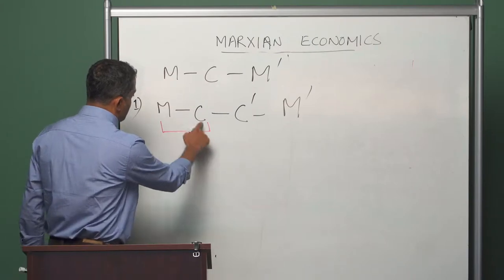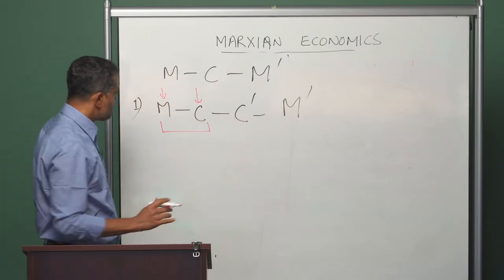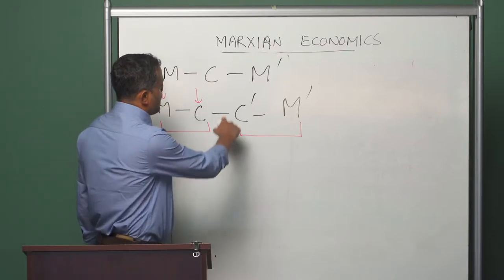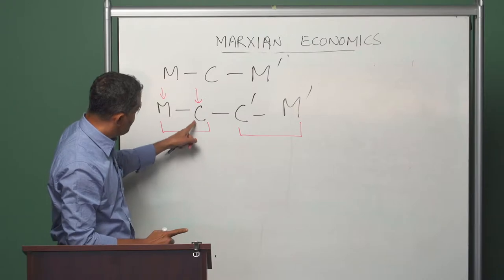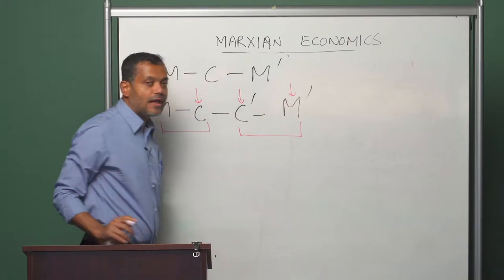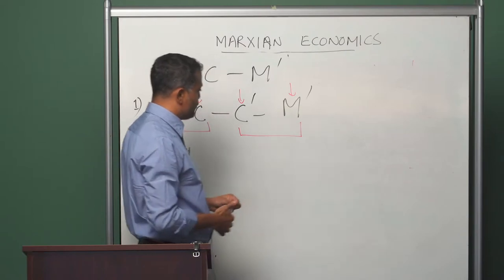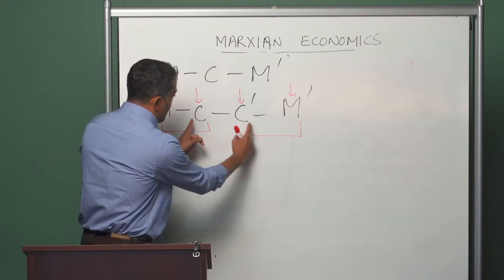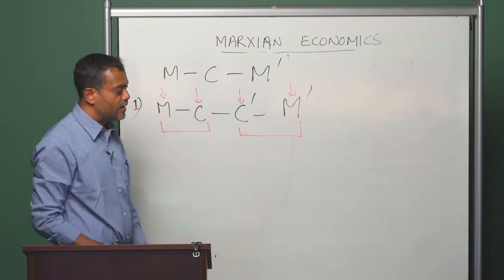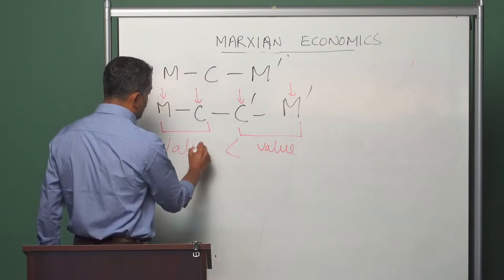So, in this, the amount of value at this point and the amount of value at this point is the same. Now, let's look at this exchange. What is going on here is that a different commodity than this is sold here. Again, the amount of value here and the amount of value here is the same. That's what it means to say there is equivalent exchange. But if there are two different commodities, it is still possible, even if there is equivalent exchange, for the amount of value here to be bigger than the amount of value here.